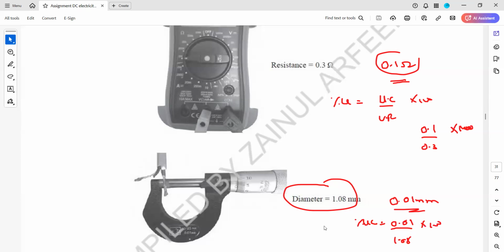So the percentage uncertainty in the measurement of the diameter will be very low as compared to the percentage uncertainty in the measurement of resistance. That's why we should repeat the experiment or change the apparatus for measuring the resistance rather than the diameter. Is it clear, this one? The comparison?